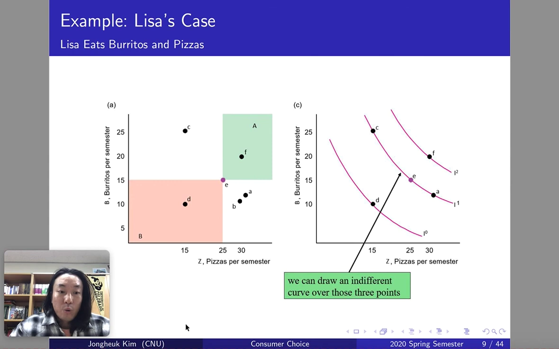So what is our conclusion? First, from the origin, the farther the point, the more distance will give you more happiness. So they will have better utility.